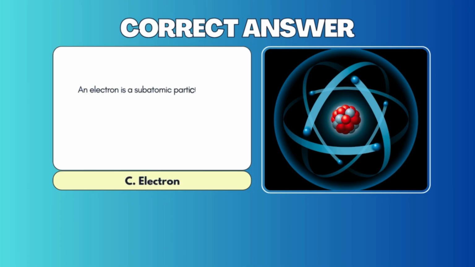The correct answer is C. Electron. An electron is a subatomic particle with a negative electric charge, which orbits the nucleus of an atom.